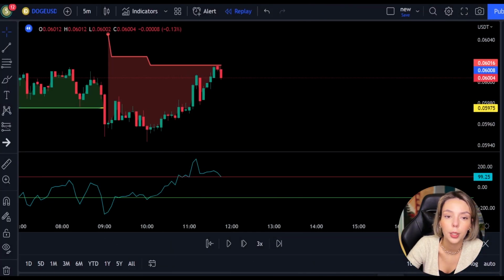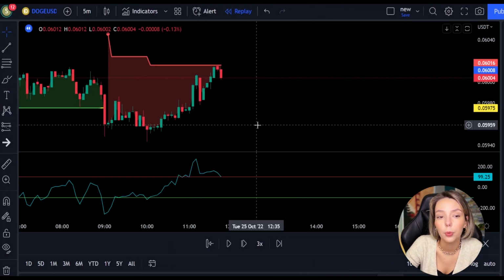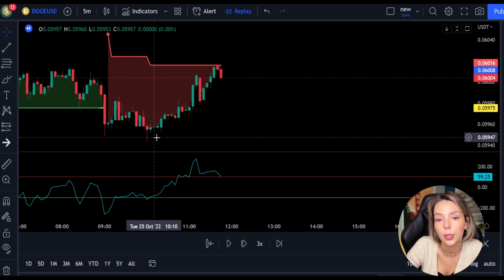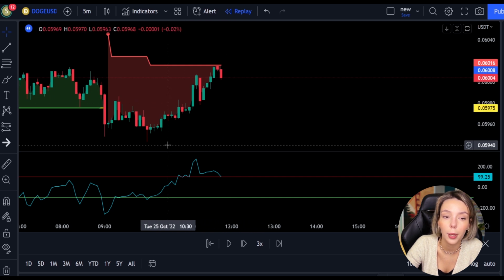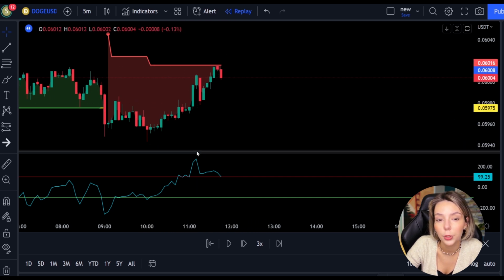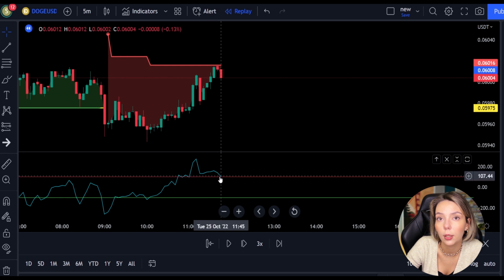Okay, let me give you one more sell example and then we're gonna start the backtesting. So here the price action is moving in the downtrend, we had a valid pullback, the CCI indicator confirmed it and then it gave us a signal to sell.